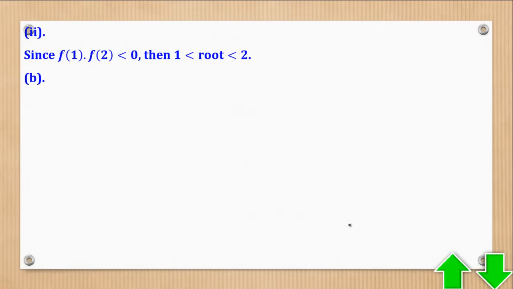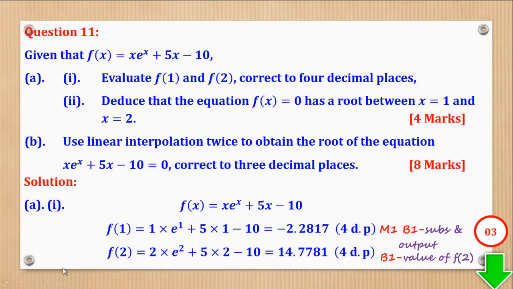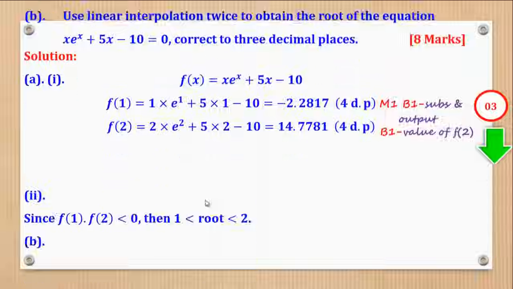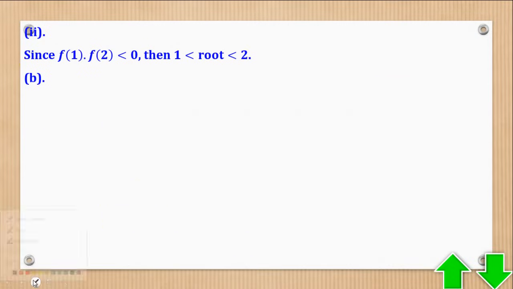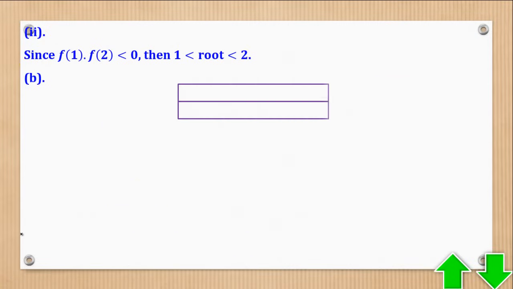Okay, then part B. Part B said, use linear interpolation twice to obtain the root of the equation correct to 3 decimal places. So shall we begin with what we know? We know f(1) and we know f(2). So that's what we shall begin with.